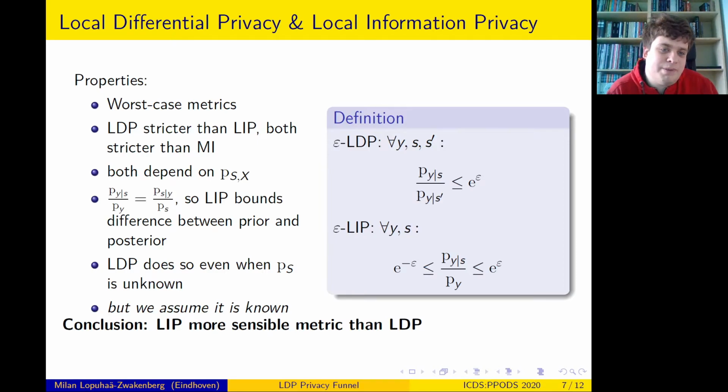And because it is stricter, it means that you will sacrifice utility for it. We'd rather not sacrifice utility, so we can conclude that we would rather take local information privacy as a privacy metric. And in fact, we will later see that there's another reason why we want LIP rather than LDP, but we'll get to that later.